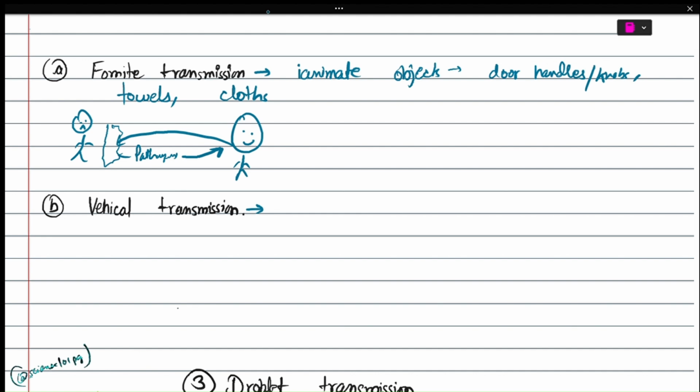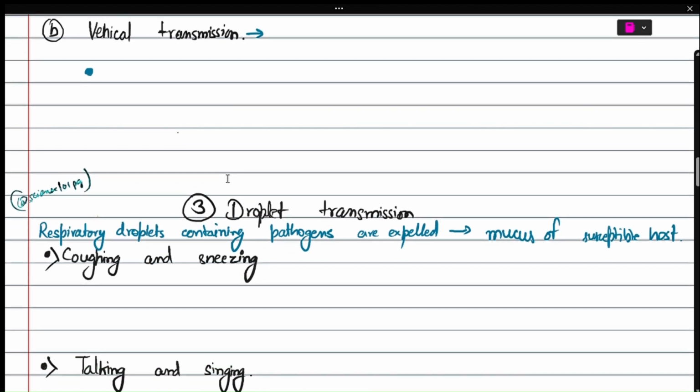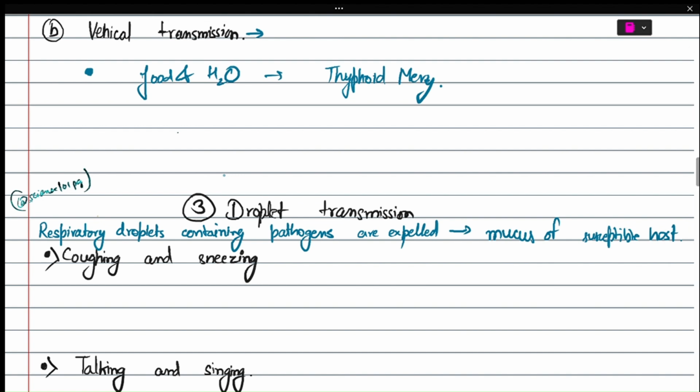In vehicular transmission, you can say these are also kind of inanimate objects, but the thing is, these things can be carried from one place to another. For example, we have food and water. You must have heard about the case of Typhoid Mary. Okay, she transmitted typhoid to such a large group that they got infected just by eating her dishes. Okay, then after this we have water.